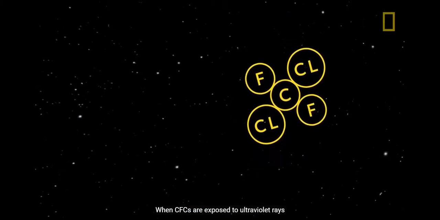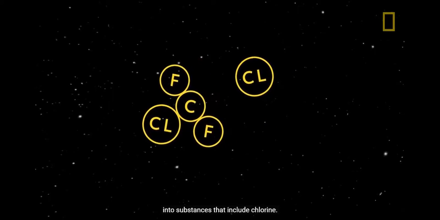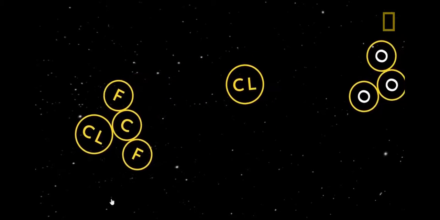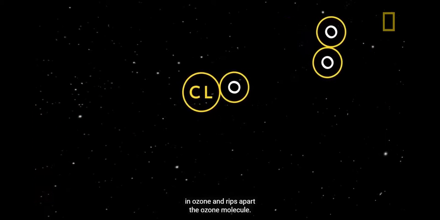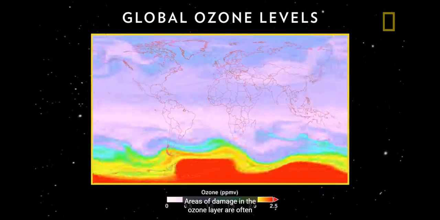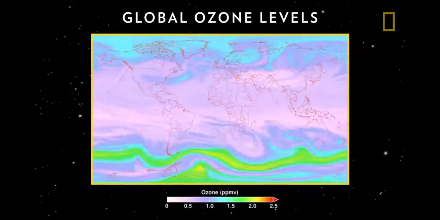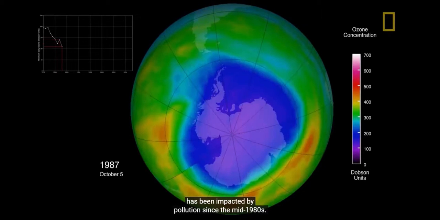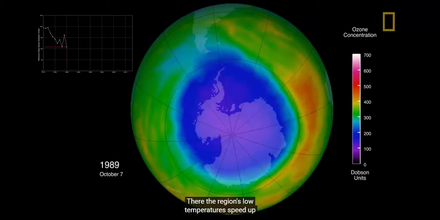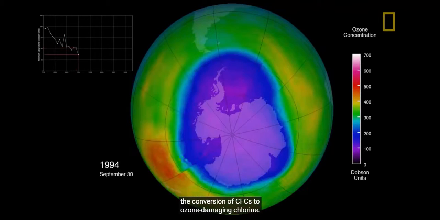When CFCs are exposed to ultraviolet rays in the atmosphere, they break down into substances that include chlorine. The chlorine reacts with the oxygen atoms in ozone and rips apart the ozone molecule. Areas of damage in the ozone layer are often called ozone holes, but that name is misleading. Ozone layer damage is more like a thin spot. There, the region's low temperatures speed up the conversion of CFCs to ozone-damaging chlorine.